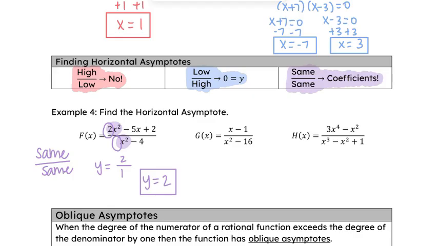For g of x, I've got x minus 1 over x squared minus 16. So for this one, it is a low over a high, a lower degree over a higher degree. So if I have low over high, then 0 equals y. So my asymptote is just going to go across at 0.